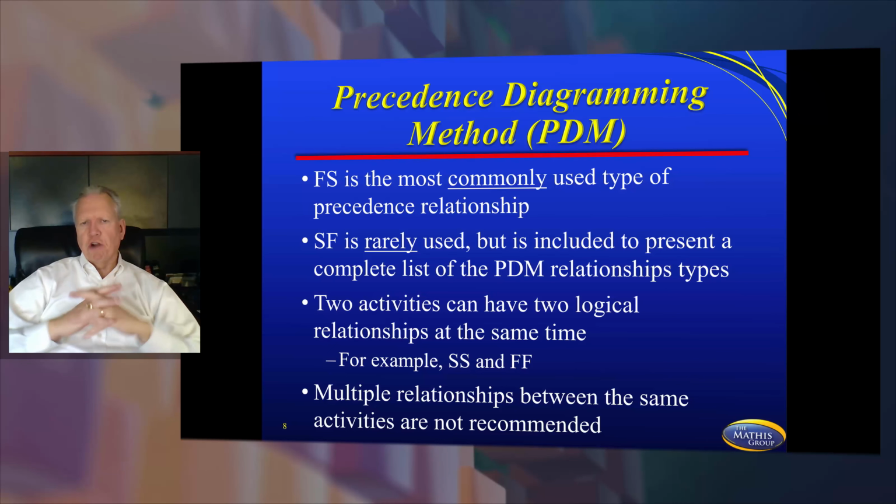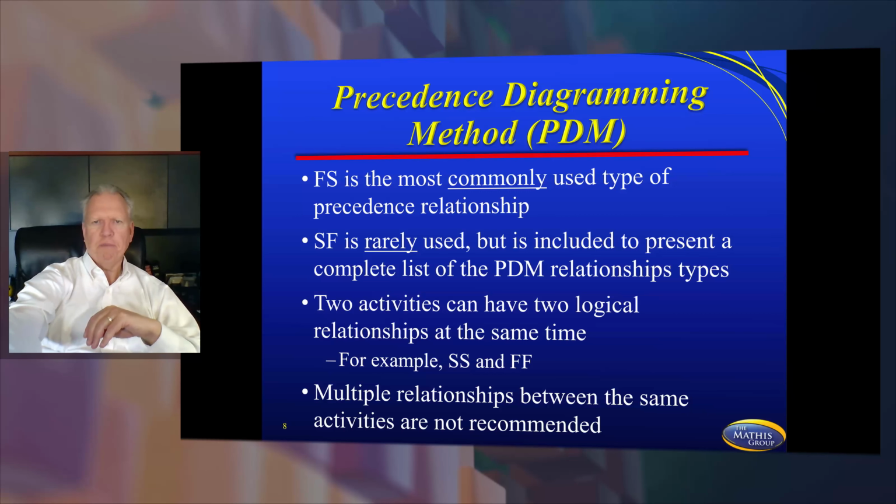So a finish to start is the most commonly used type of precedence relationship. A start to finish is rarely used, but the two activities can have two logical relationships really at the same time. For example, a start to start or a finish to finish. Multiple relationships between the same activities are not recommended, but they sure can happen, and they can definitely happen for those of you who are taking your PMP.